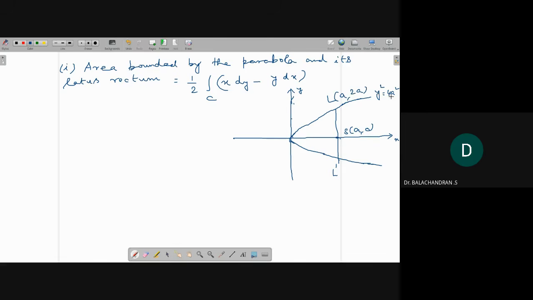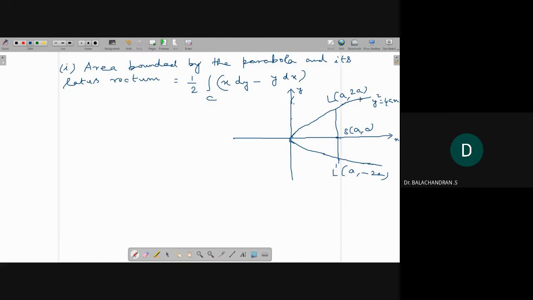You can substitute into y square equal to 4ax. So if this is 2a, this point is a comma minus 2a. If you substitute x is equal to a, y square equal to 4a square, y equal to plus or minus 2a. So plus 2a comes here, minus 2a will come here.